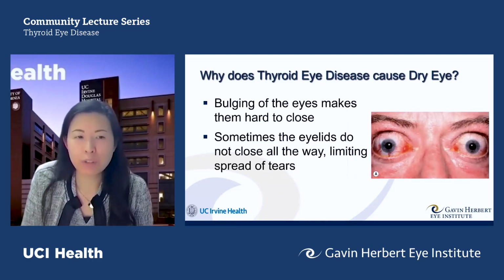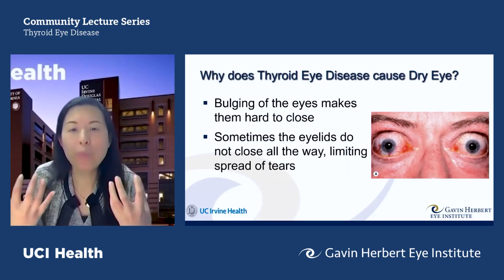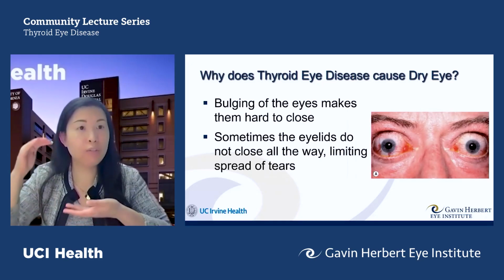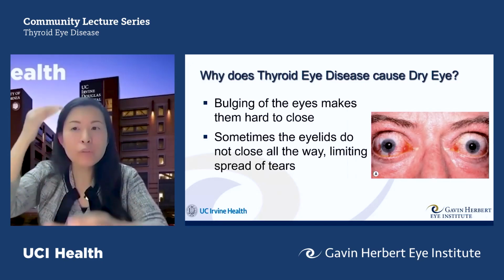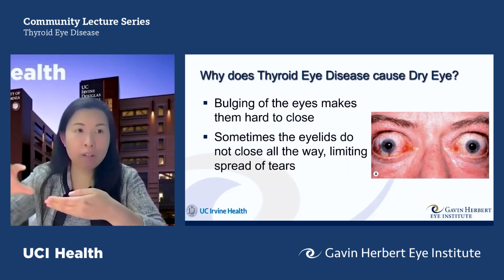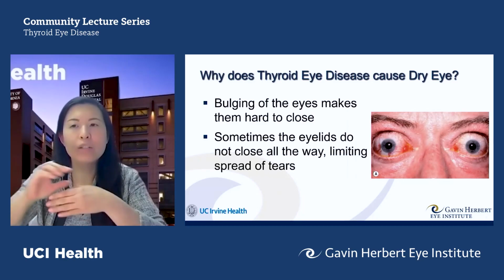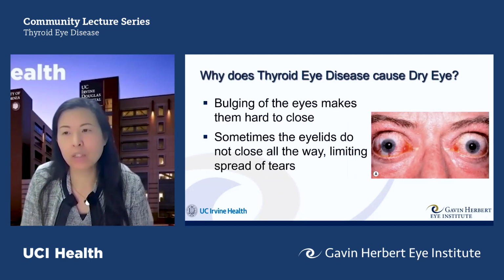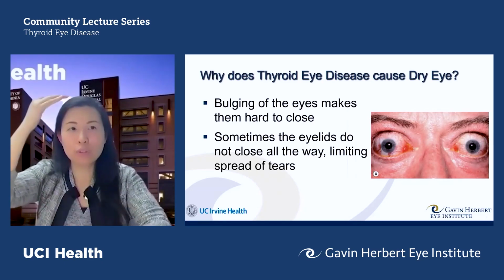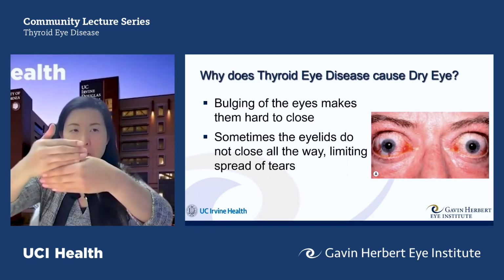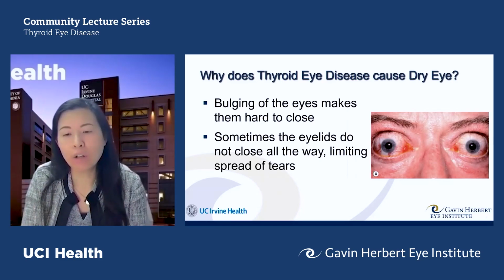In really severe forms of the disease, the eye bulges forward so much and the eyelids retract far back so much that the eyelids cannot even close all the way. And then there's an area on the eye that is always exposed to air. And it never gets wet when the eyelids try to close, because the eyelids will close like this and they never touch.